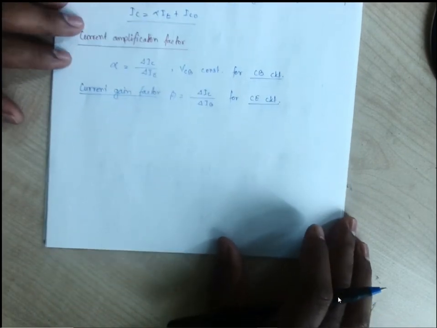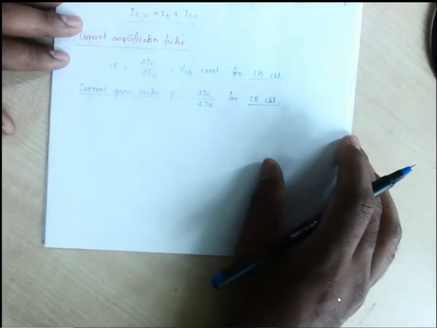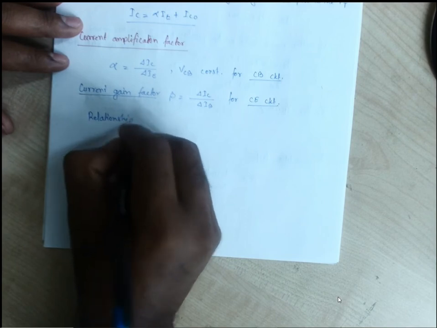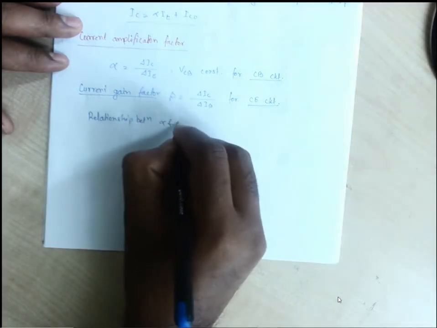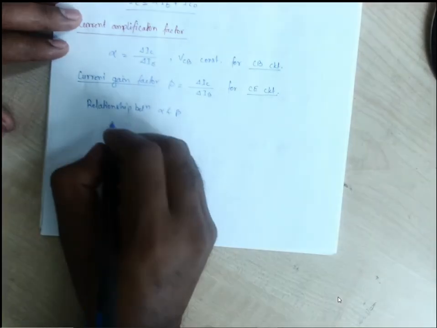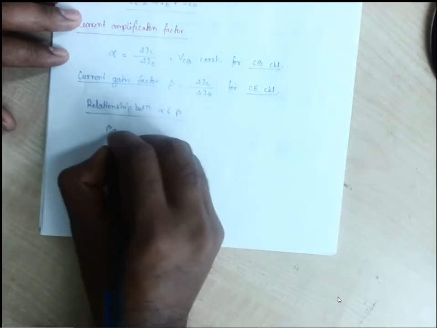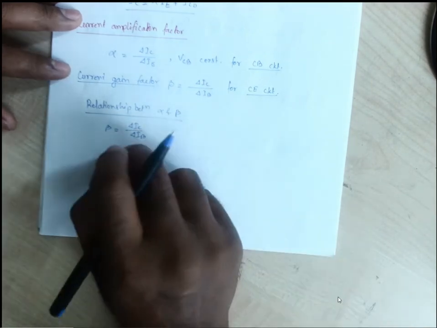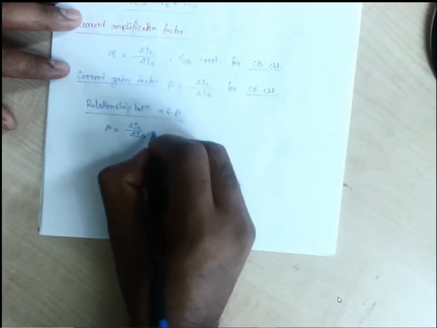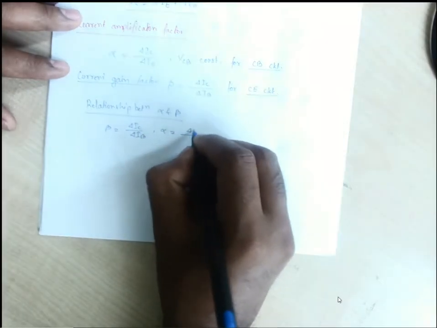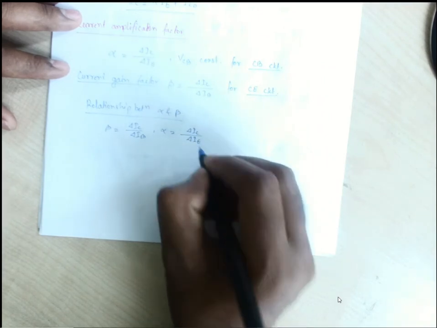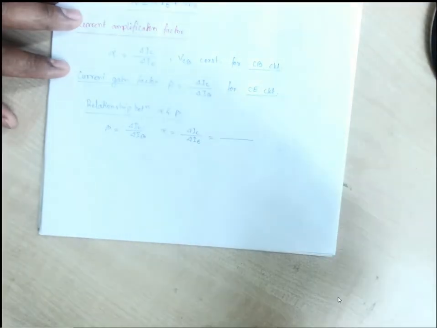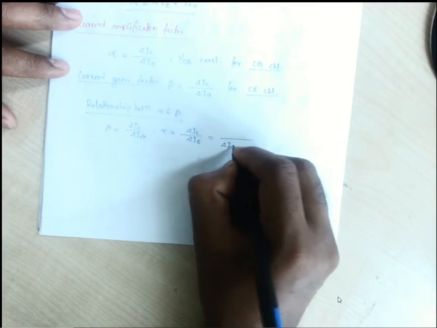So there is a relationship between this alpha and beta. What is that? We have found beta equals del IC by del IB. This is for the CE circuit. Alpha is del IC by del IE. Input current is IE, output current is IC. What is that input current IE? It is the combination of IC plus IB.